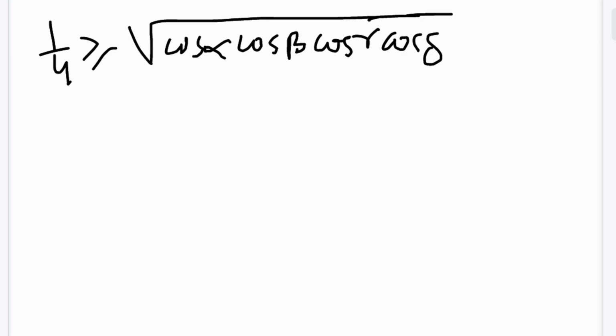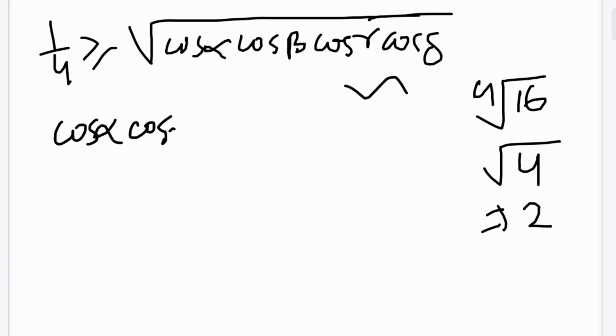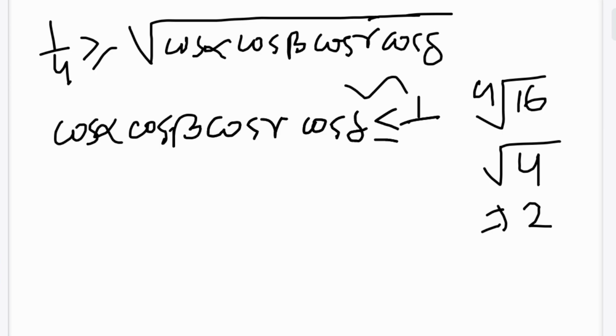Basically, if there is a fourth root of a number, let's say it is 16, we can write it as the square root of 4, that is 2. So now we can raise both sides to the power 2. So this will give us cos alpha into cos beta into cos gamma into cos delta is equal to or less than 1 over 16, right?